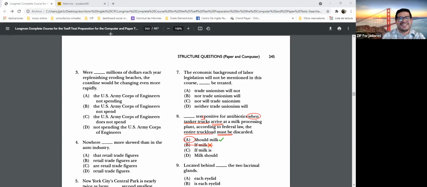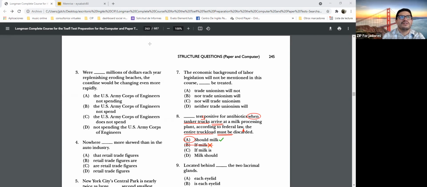If milk should test positive. That's right. Very good. So that's one connector, "if." That's why we have this comma: this comma is for the "if." And "when" is a connector that is in the middle of these two sentences.